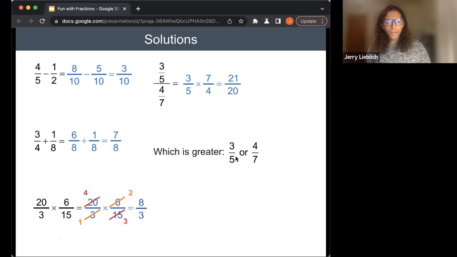And then, which is greater, 3/5 or 4/7? Okay, 3/5, a little bit over 1/2. 4/7, also a little bit over 1/2. I would also use a calculator here. This is a case, and look how close that is. So it's great to know how to estimate fractions and know which one is bigger. It's also really important to know when it's worth pulling that calculator out. Great.